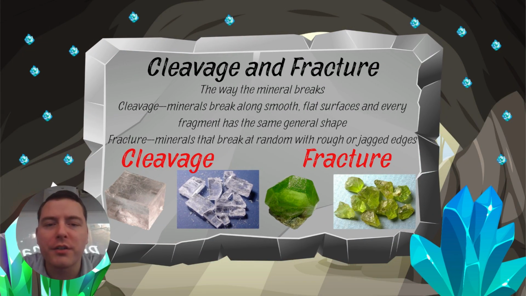Cleavage and fracture are just the ways that the mineral breaks. Cleavage means that it breaks along smooth, flat surfaces, and a fracture just means that it breaks at random or rough, jagged edges. On the left, you can see that halite, like salt, is nice, orderly, and cubic, and on the right, that olivine is just kind of randomly broken up.